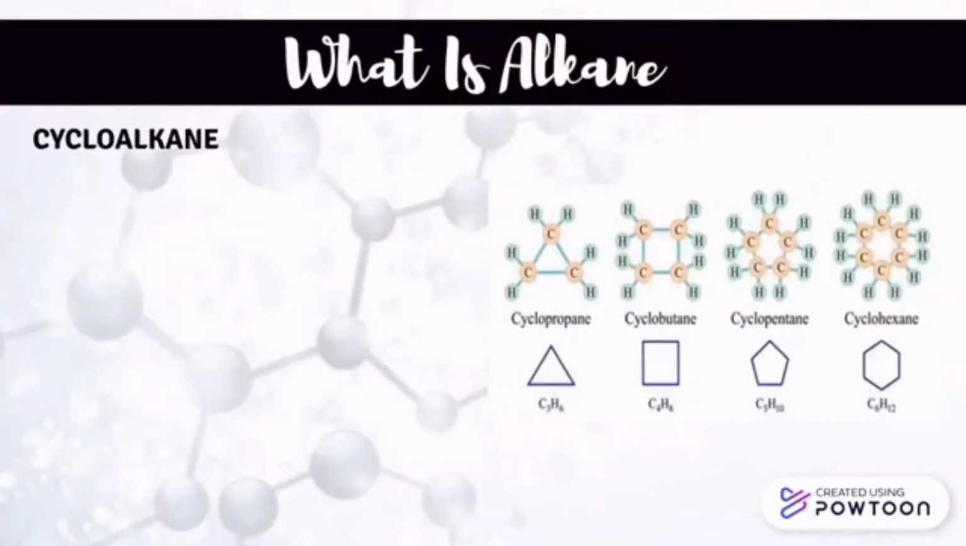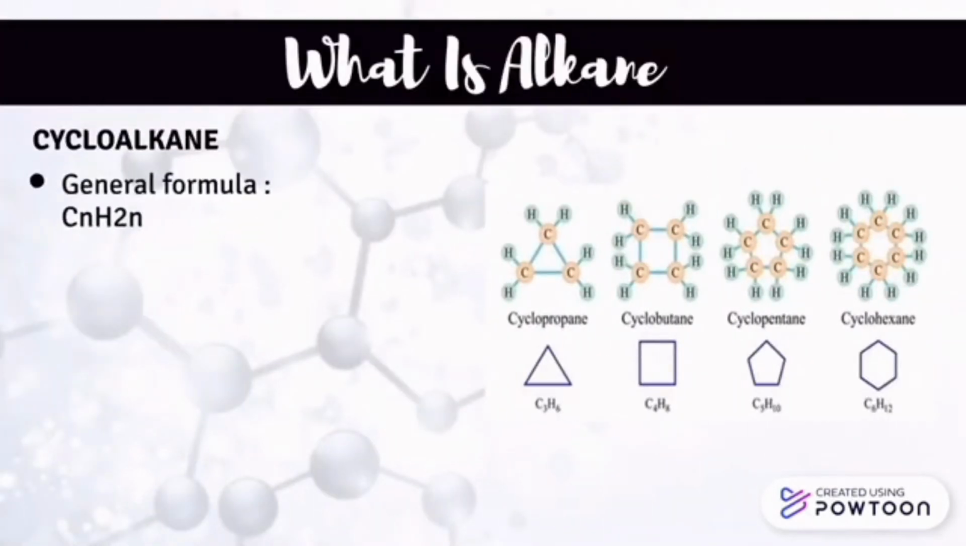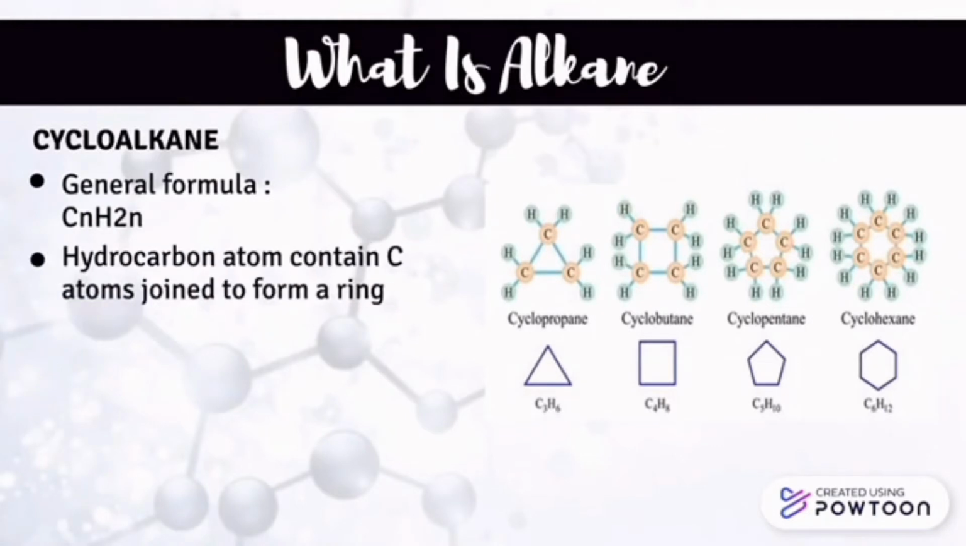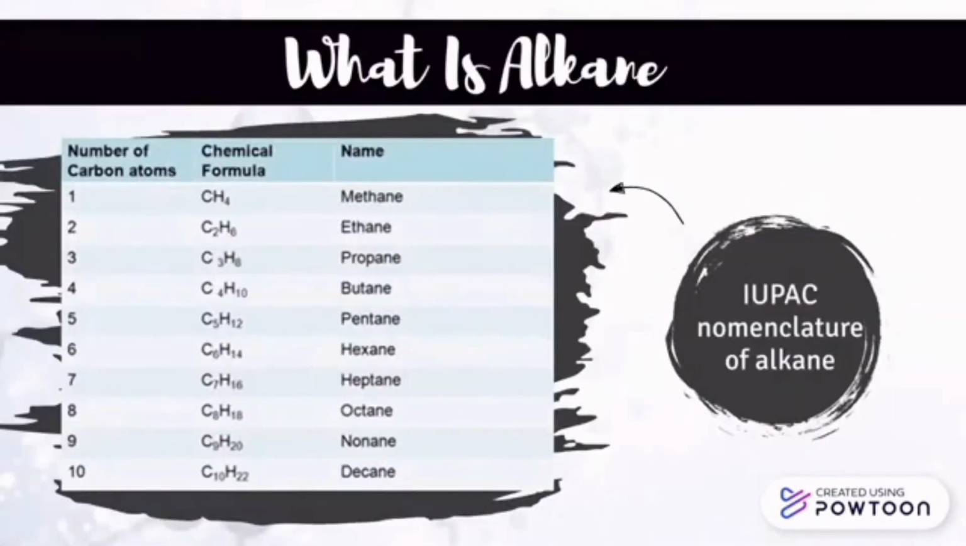Next is about cycloalkane. Cycloalkane has the general formula of CnH2n. It is a continuous carbon chain of alkane where the C atoms join together to form a ring, and it is a saturated hydrocarbon. This is the IUPAC nomenclature of alkane.